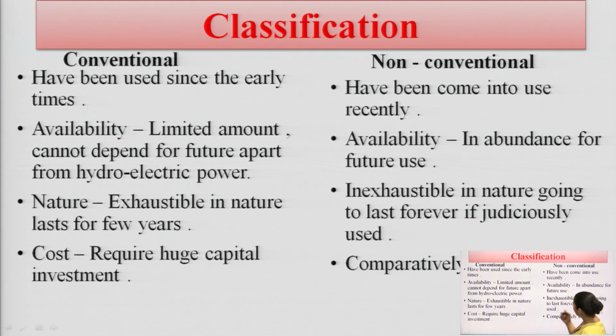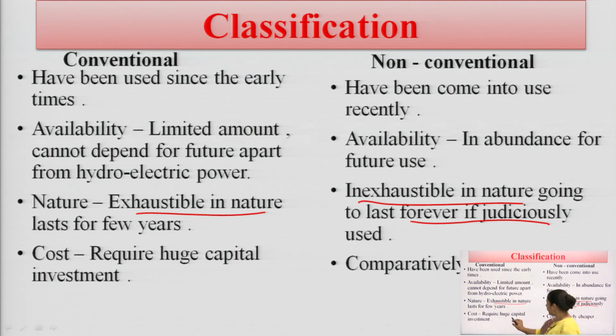We can also compare both side by side. According to nature, conventional resources are exhaustible in nature and last for only a few years. Non-conventional resources are inexhaustible in nature, they are not going to exhaust and they last for so many years. But the condition is that if we are using them properly, they will last for so many years, meaning for future generation we can also store this one.